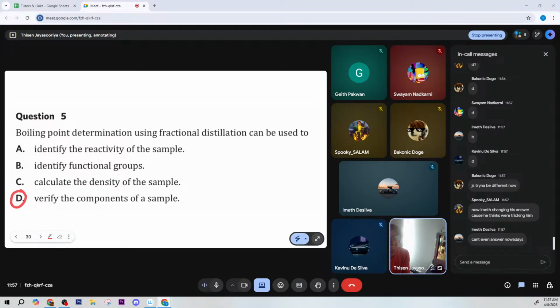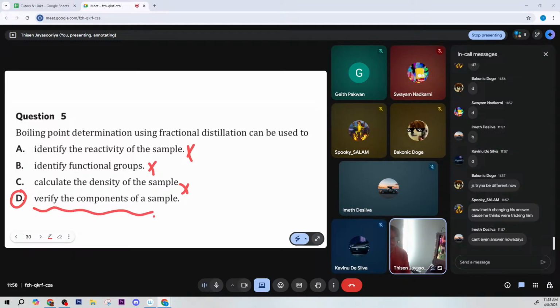No. The answer is D. So here, again, it's a physical change, right? It won't involve anything to do with the functional groups. Well, it'll have a little bit to do with the functional groups, but it won't help us identify what functional group is there. We haven't spoken about reactivity at all, and we haven't spoken about density.